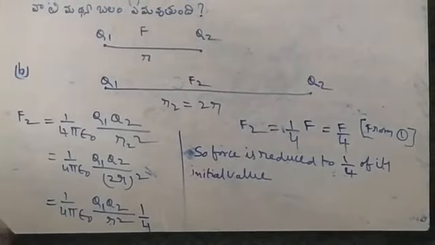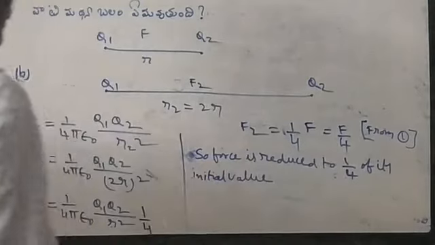That's why F2 is equal to F by 4. This is our answer.